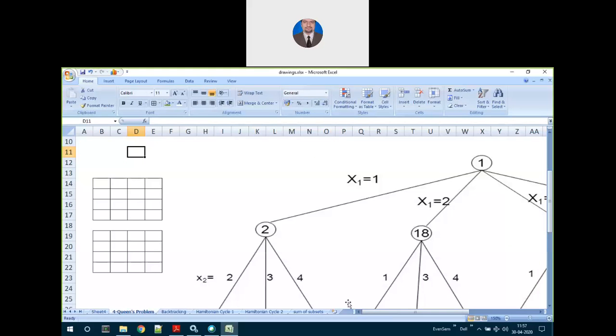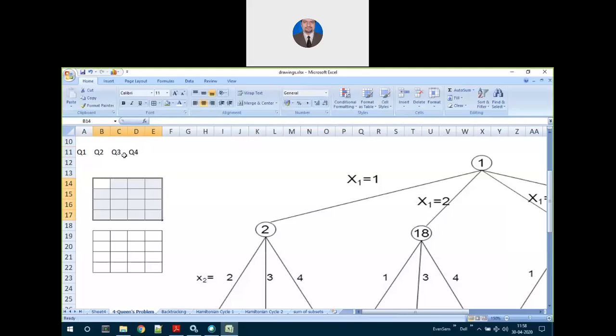Okay, we have considered a 4 cross 4 board. Means what? There will be 4 queens, say q1, q2, q3 and q4. There are 4 queens, and we have to position, or keep, these 4 queens on the 4 cross 4 chessboard such that none of the queens should be in attacking position. Then how to solve this particular problem?